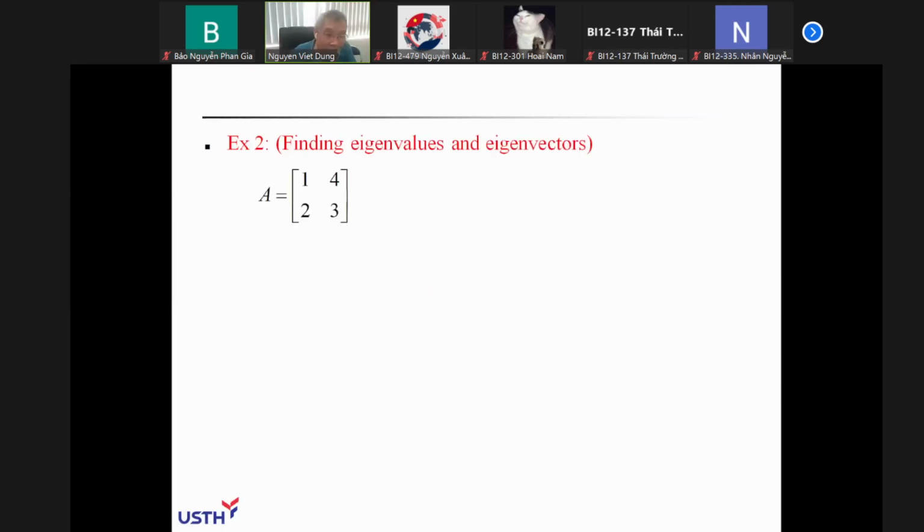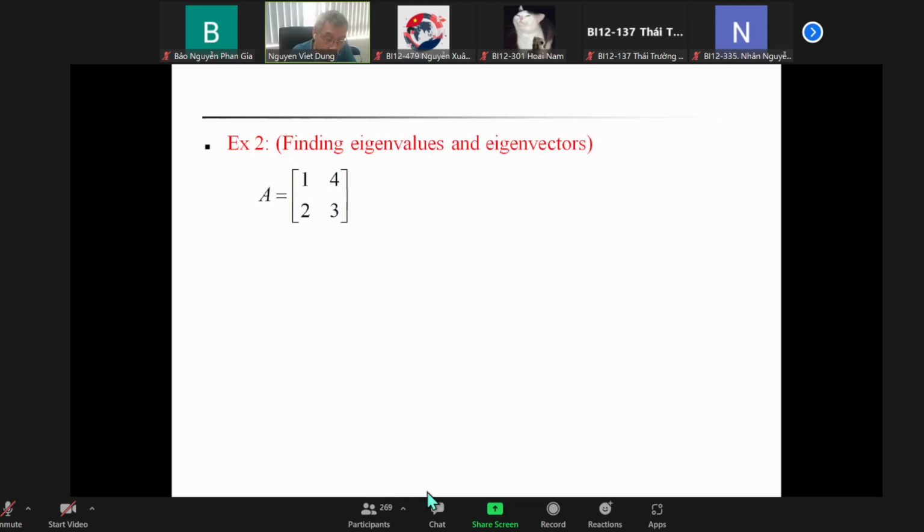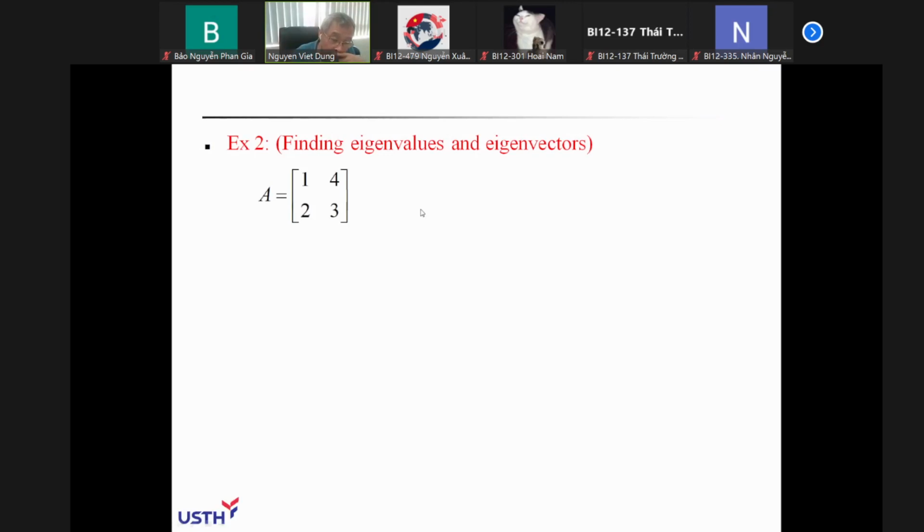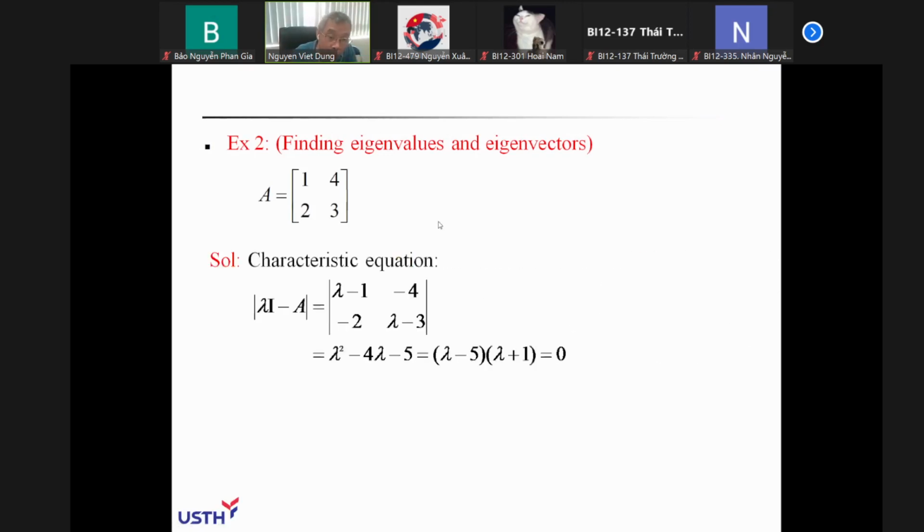And here, once again, we come back to the previous example. Let A be that 2 by 2 matrix, and we need to find the eigenvalues of A.